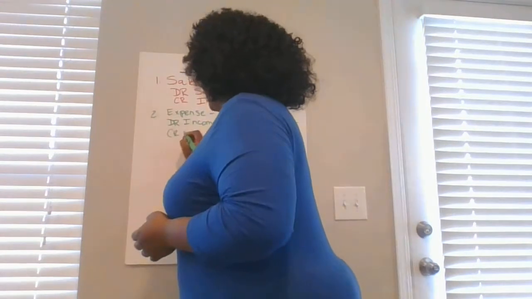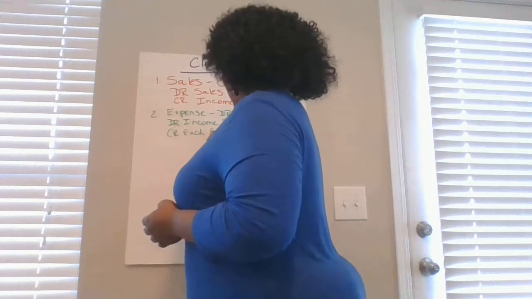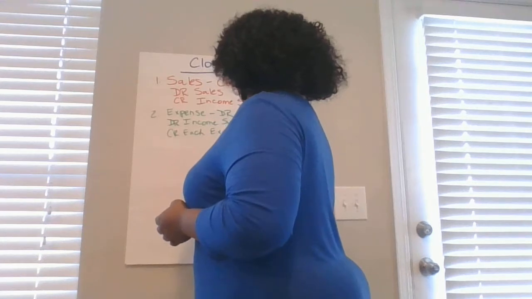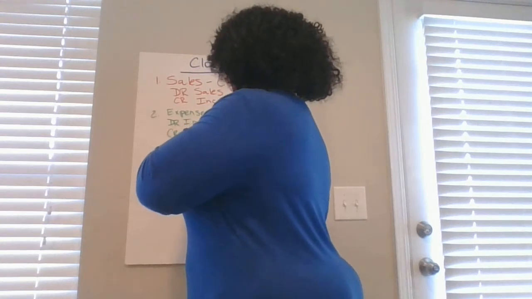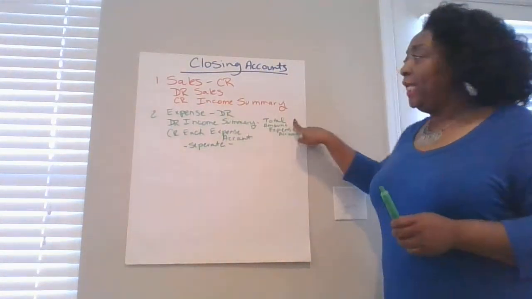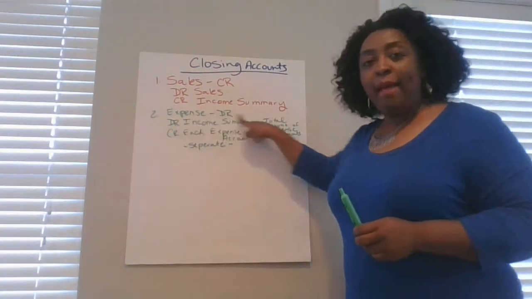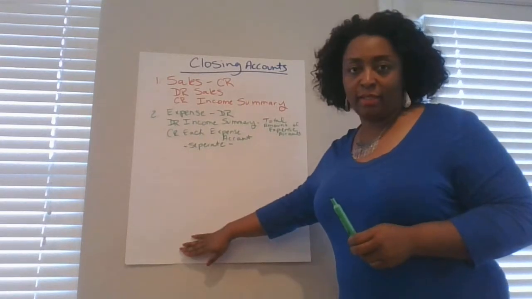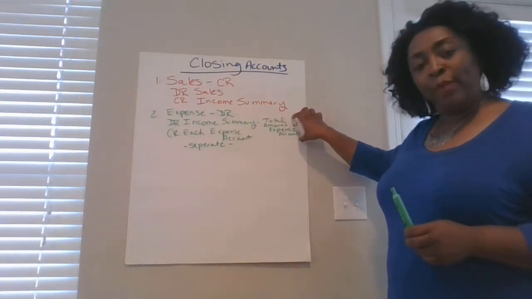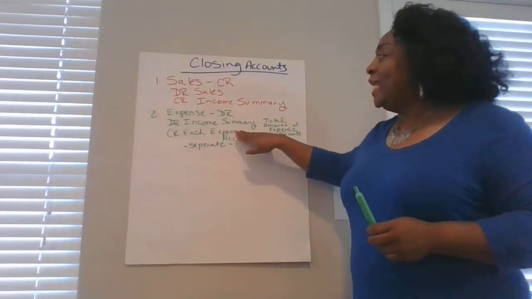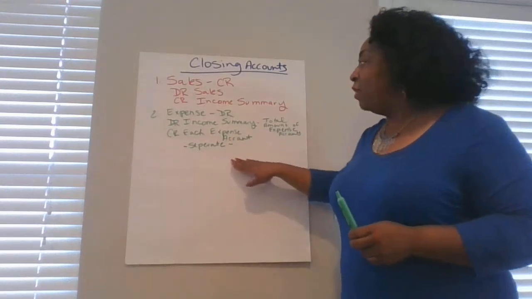And then we would credit each expense account. But there would only be one income summary. So it's one debit and many credits because we are debiting the income summary for the total amount of the expense accounts, but we're doing a credit line for each expense account that we have.